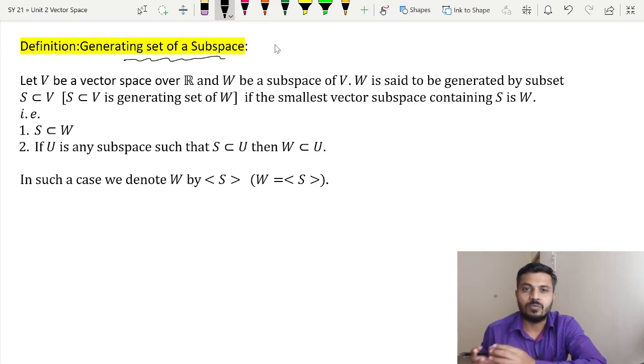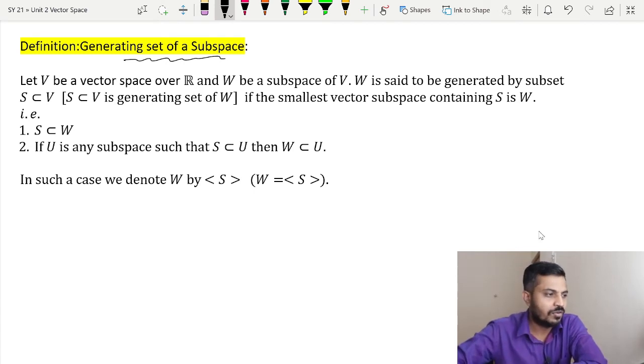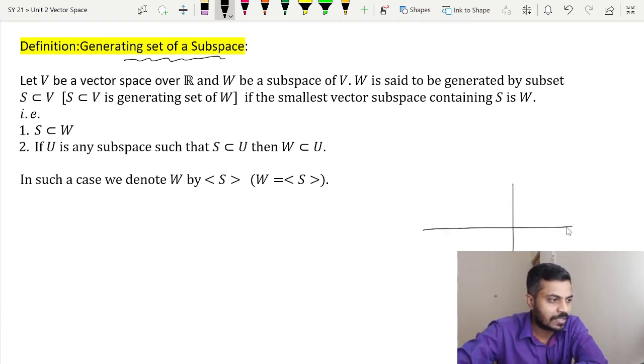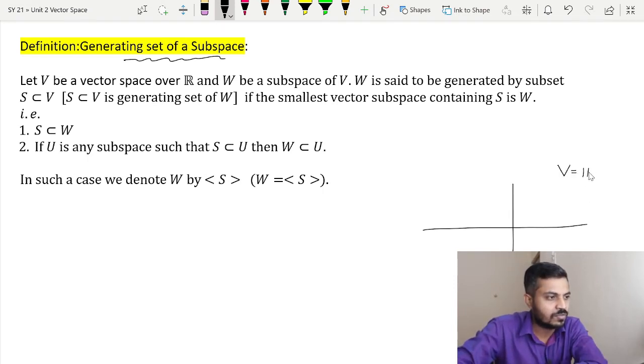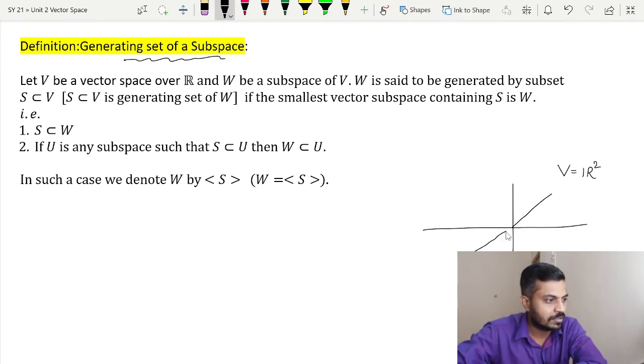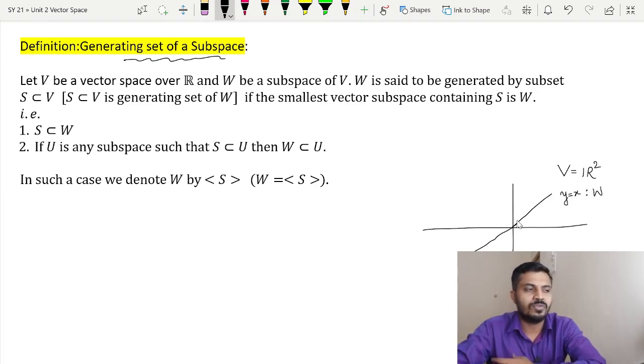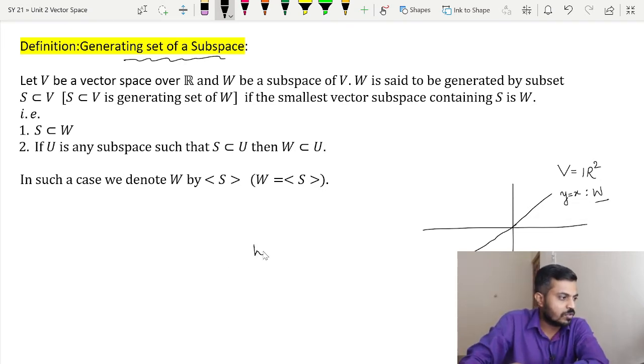Now let us try to understand what we mean by generating set first, and then we will come towards the definition. So in order to understand it, we will think of one example of a vector space and its subspace. So let us take our vector space to be R2 and let me take its subspace as the line y is equal to x. Now we already know that a line passing through the origin is a subspace of R2. So I am taking that line to be y is equal to x and I am calling it W. So actually my set W is nothing but the set of all (x, x) such that x belongs to R.